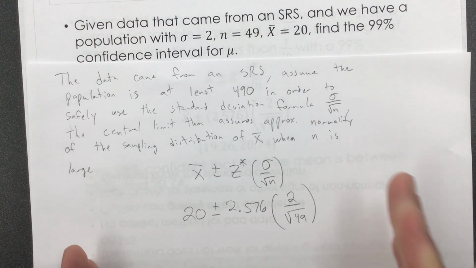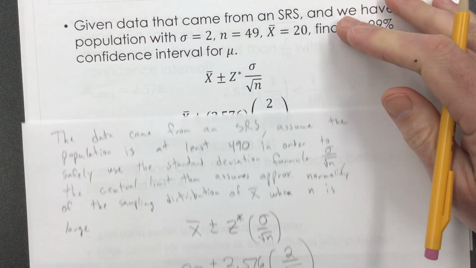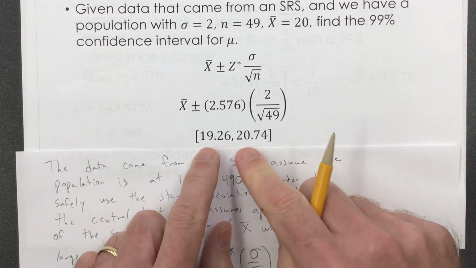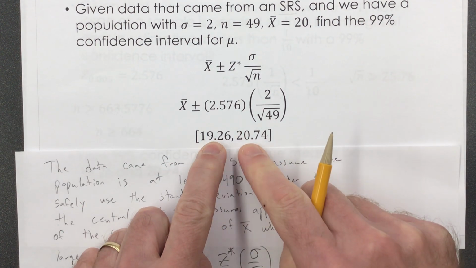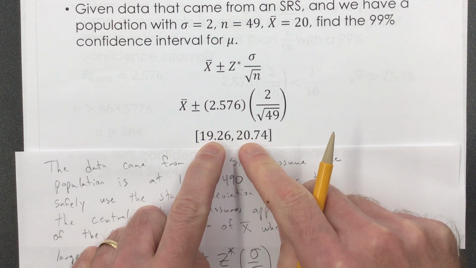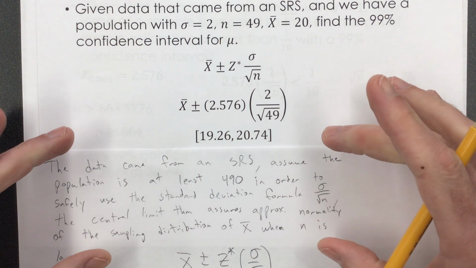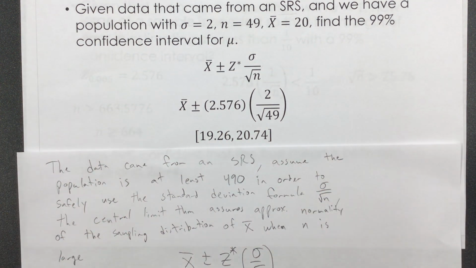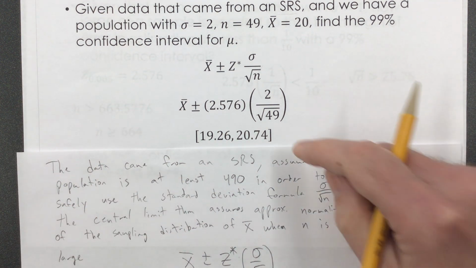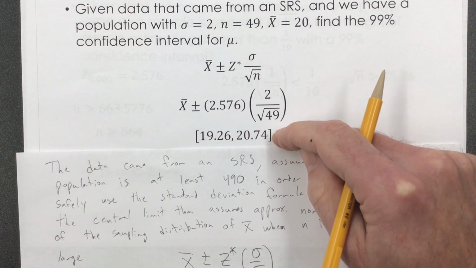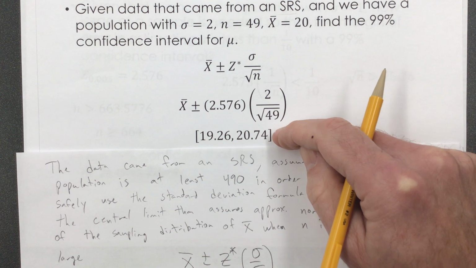We'll have a confidence interval. Okay, so working that out, we get this. Here's my interval: 19.26 to 20.74. Now, part of formal inference is at the beginning, we validate our calculation. We do our calculation in the middle. Then at the end, we need to write a statement that states the interval and the level of confidence.